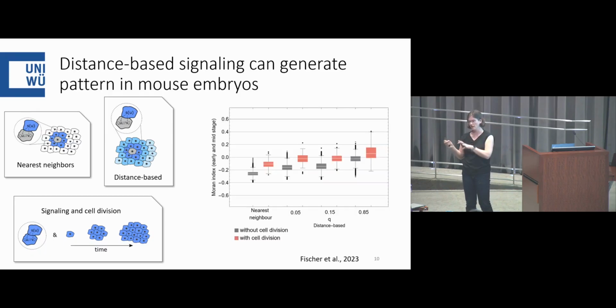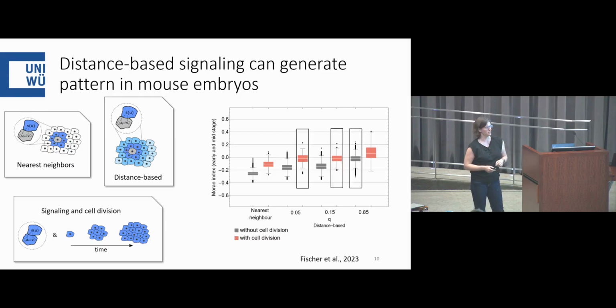So we, again, calculated this Moran's index for our simulations. And the first thing we see is that this nearest neighbor one gets the smallest values. And also if we put in cell division, in any case, then it will always be a bit higher. So that is reasonable. Cell division gives you clustering. We've also shown that in other studies. Now, interestingly, if we compare these results to the embryo data, then these are the ones that fit.